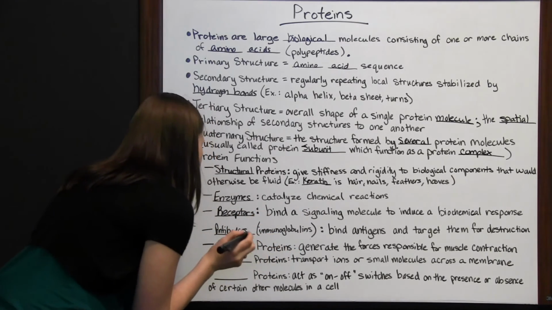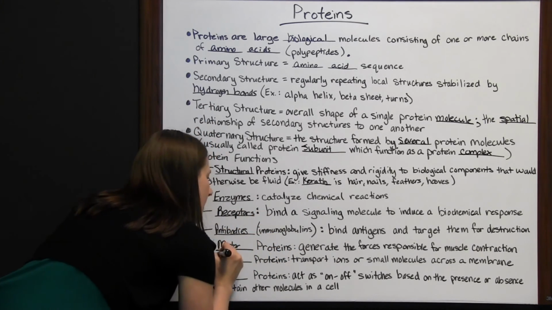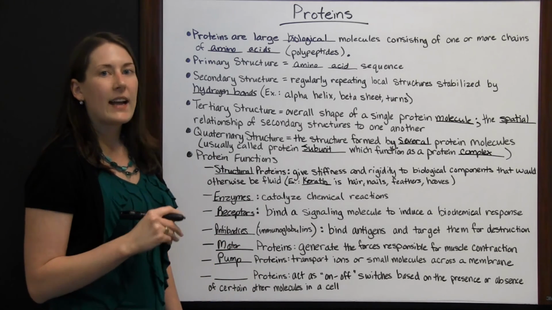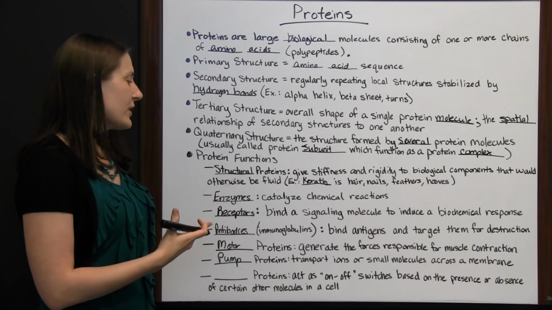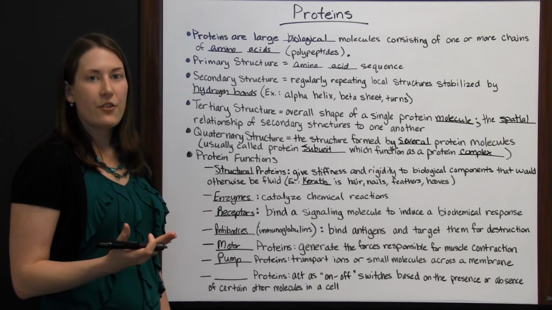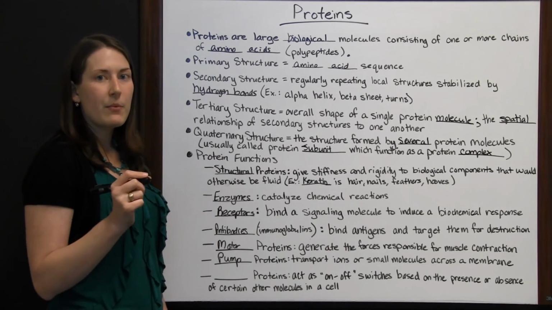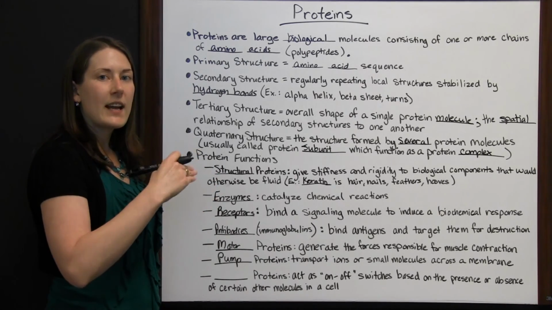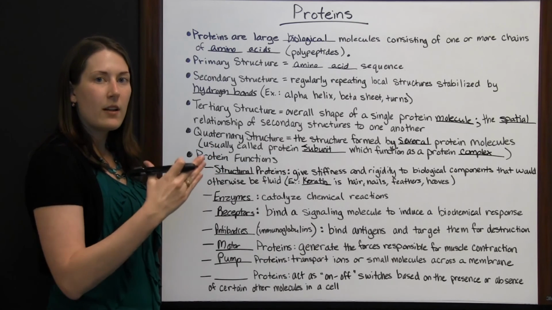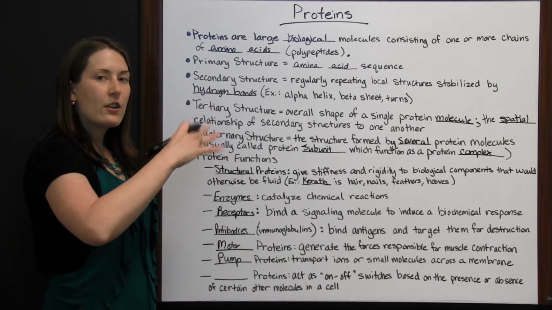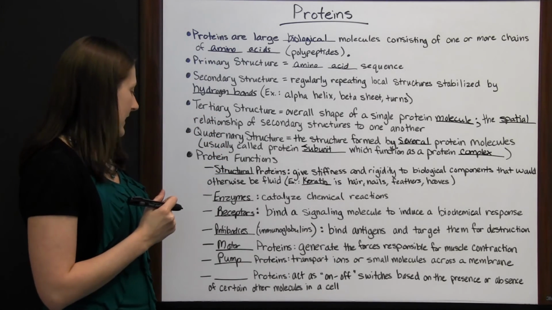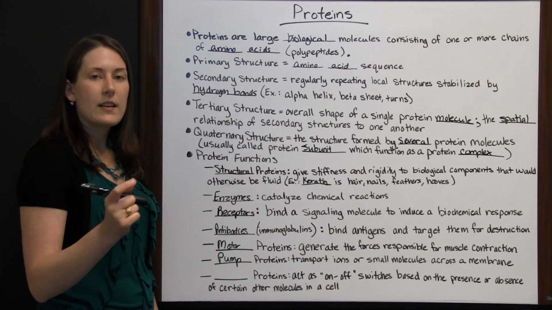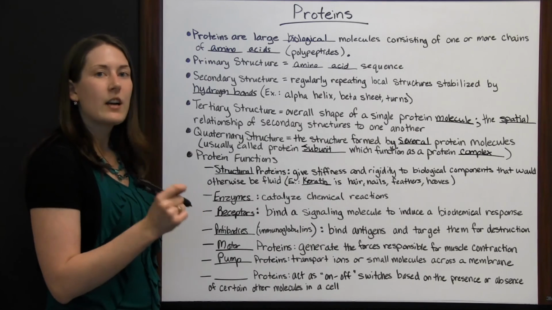Next, we have pump proteins. So these are proteins that act as a kind of pump, and they transport ions or small molecules across a membrane. So you've got a cell membrane or an intercellular membrane, and the proteins can act as a pump and push these small ions or molecules across the membrane. And that is their primary function as a pump protein, is just to transport these small molecules or ions across the membrane.